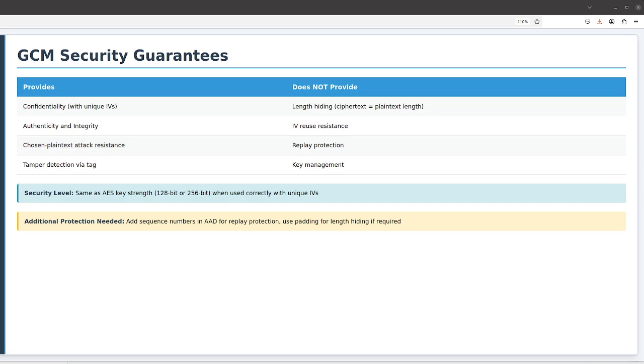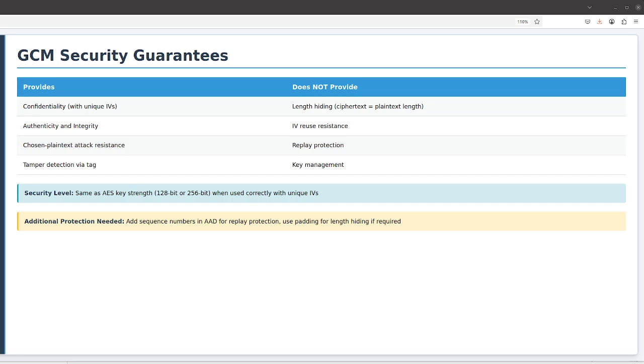Third, GCM is secure against chosen plaintext attacks. An attacker who can submit plaintexts of their choice for encryption still cannot break GCM's confidentiality or create forgeries, as long as IVs are unique. This is important for scenarios where attackers might influence the data being encrypted.